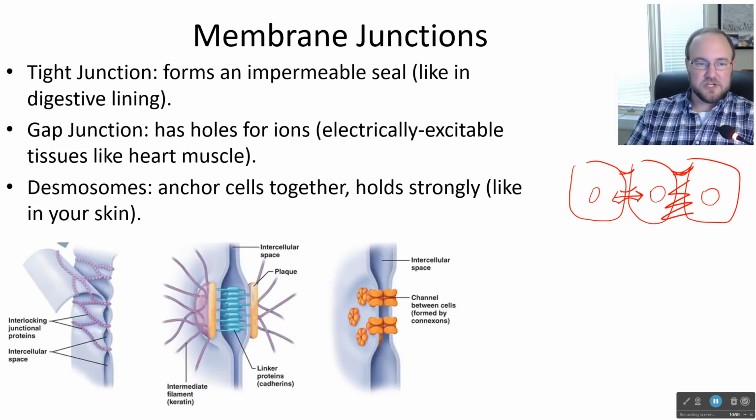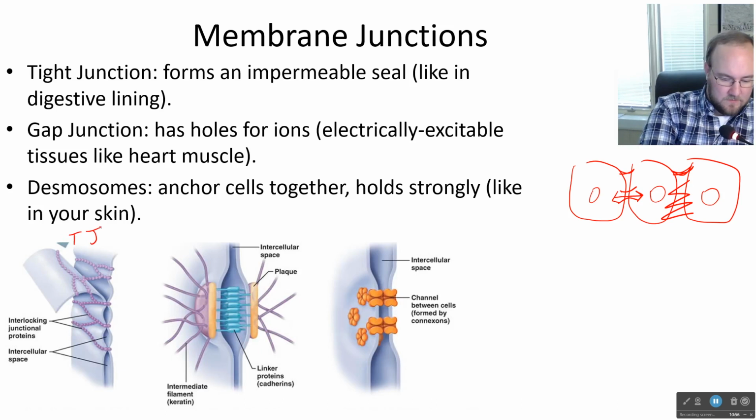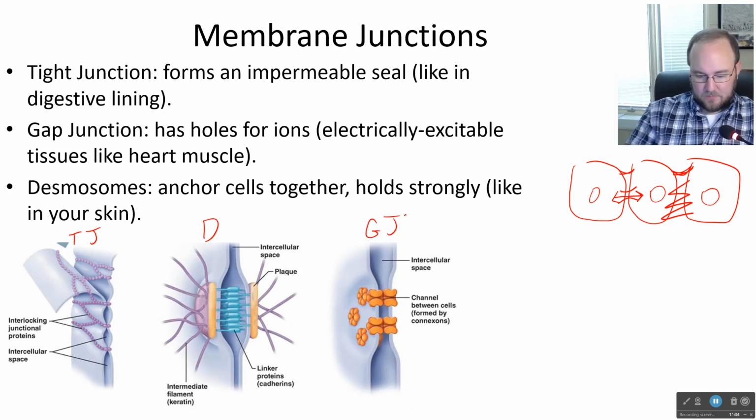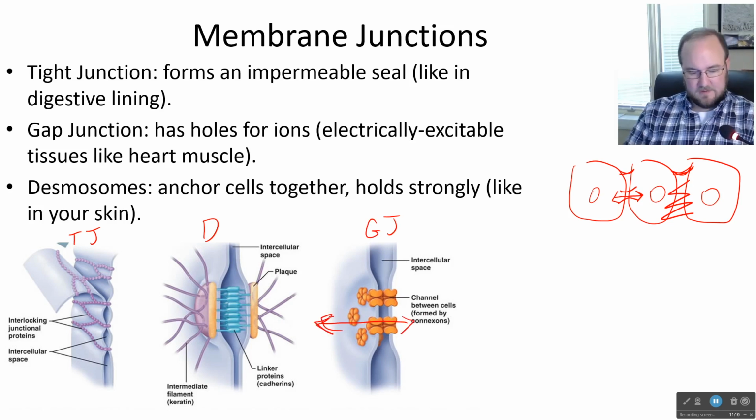Here's another version of diagrams of them. This would be tight junctions over here. This would be a desmosome. And these would be gap junctions, forming passageways between the insides of neighboring cells. So those are examples of ways that proteins in the membrane can help to link neighboring cells to each other, forming membrane junctions.